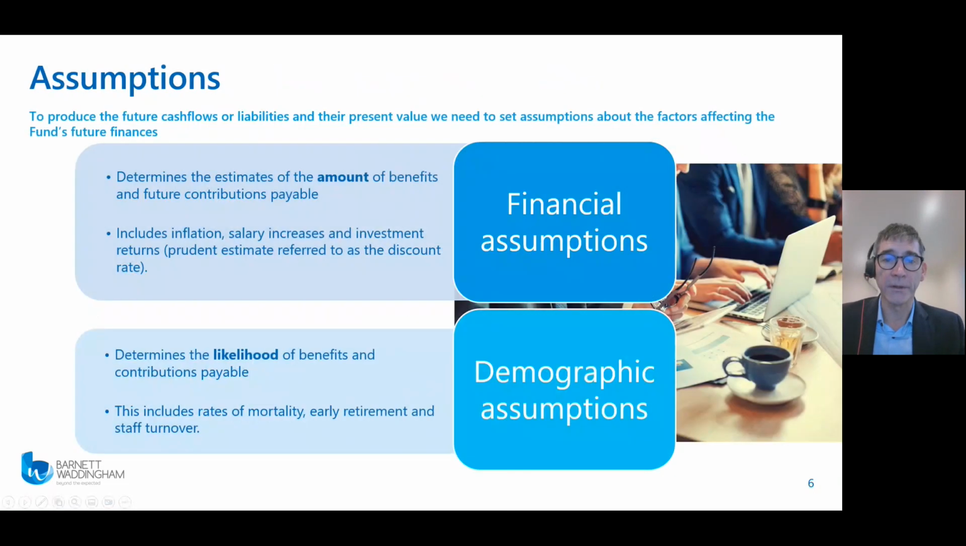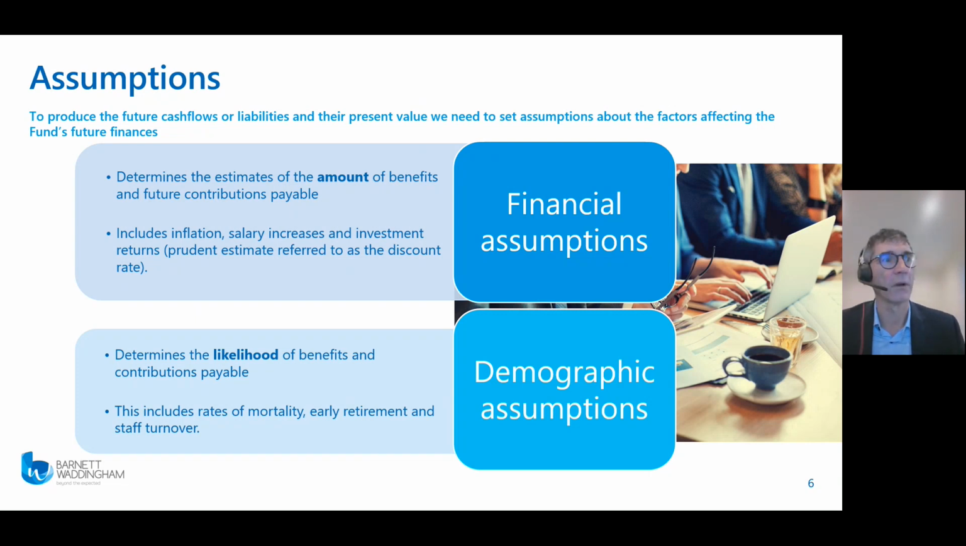To calculate the liabilities, the current value of the pension to be paid to members and the future cost, we need to make lots of assumptions, and these are split into two groups, financial and demographic. The financial assumptions cover such things as inflation, salary increases and investment returns, and they will determine the amount of pension to be paid in the future.